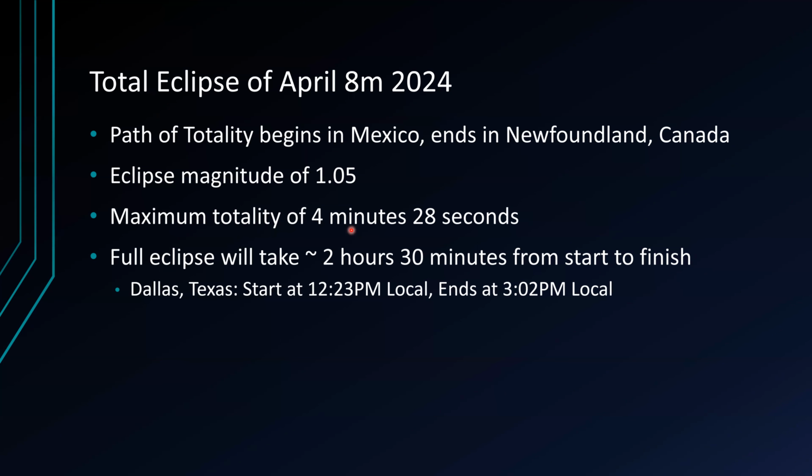The full eclipse is much shorter than the annular eclipse this fall, taking only 2.5 hours from start to finish. For example, Dallas, Texas, is closer to the center line of the eclipse than some other cities in the U.S. The eclipse will start at 12:23 local and end at 3:02 p.m. local. So very much an afternoon, which means the sun will actually be high up in the sky.